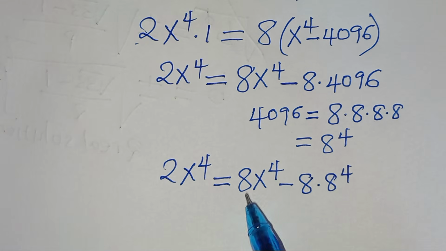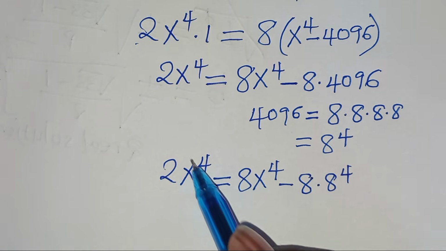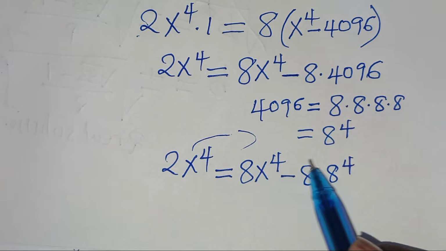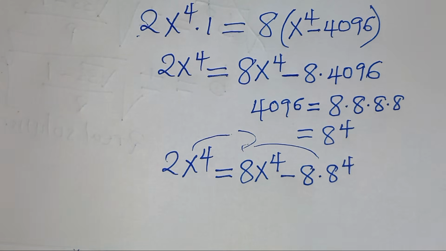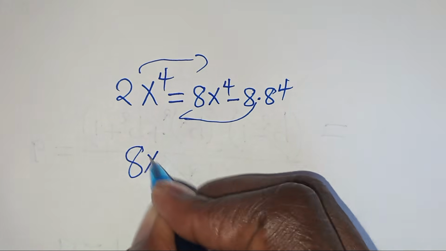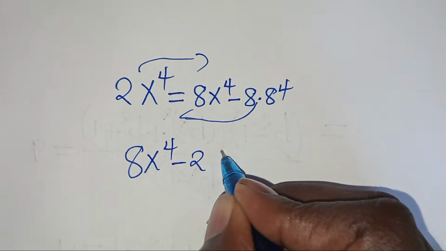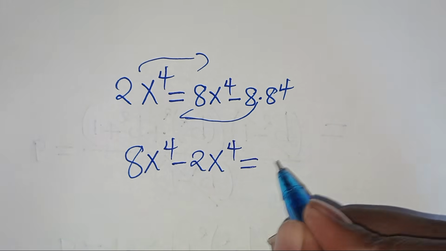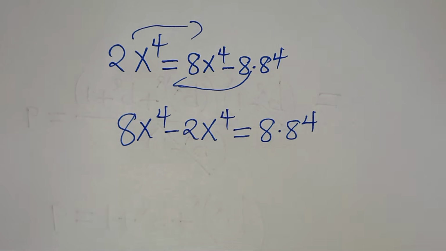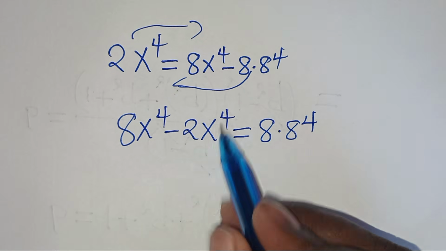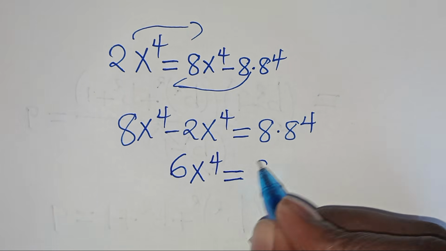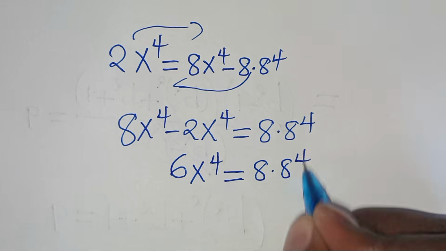Now, let's take 2x to the power of 4 on the right hand side, and let's take minus 8 times 8 to the power of 4 on the left hand side. So now this implies that we have 8x to the power of 4 subtract 2x to the power of 4, which is equal to 8 multiplied by 8 to the power of 4. So 8x to the power of 4 minus 2x to the power of 4 is 6x to the power of 4. This is equal to 8 times 8 to the power of 4.